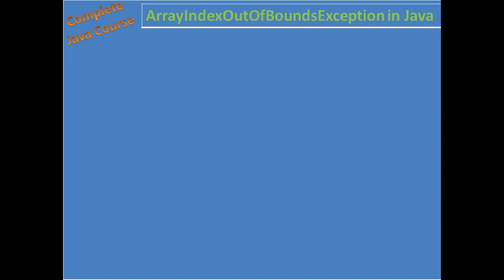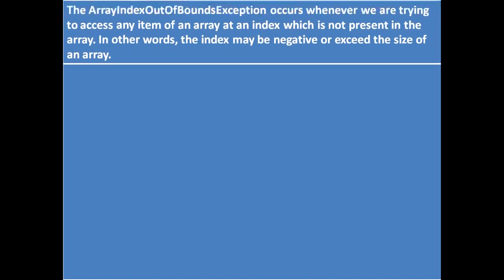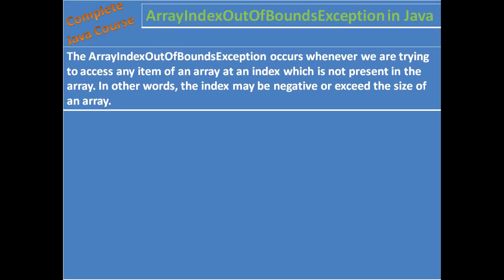Now the next exception is ArrayIndexOutOfBoundsException in Java. The ArrayIndexOutOfBoundsException occurs whenever we try to access an item of an array at an index which is not present in the array. In other words, the index may be negative or exceed the size of the array.